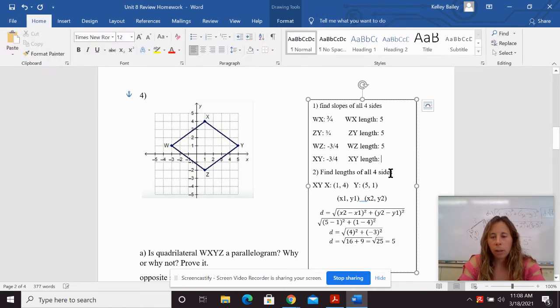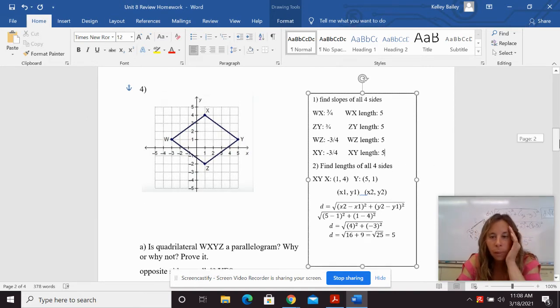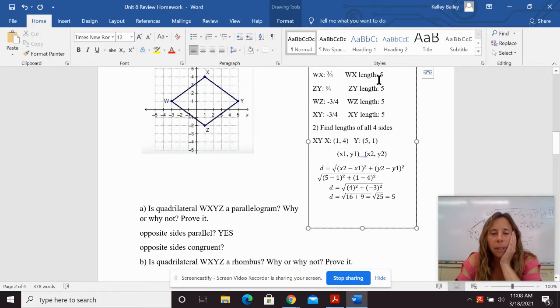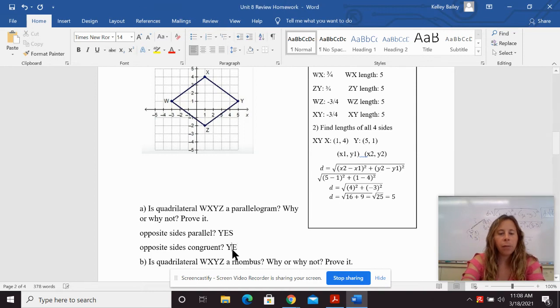Woo! Thank goodness, done. So, opposite sides are in fact congruent. They're all congruent to each other. So, yes, we have a parallelogram, and we just proved it by finding the lengths and the slopes.